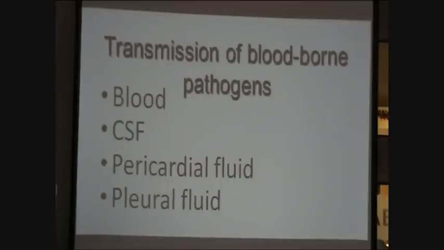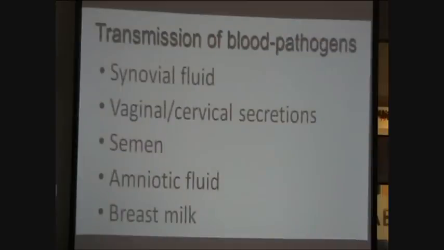In people who have hepatitis B, hepatitis C and HIV, the viruses may be found in their blood, cerebrospinal fluid, pericardial fluid and pleural fluid. The most high-risk body fluid is blood or any other blood-stained body fluid. The viruses can also be found in synovial fluid, amniotic fluid and the vaginal and cervical secretions of those who have the virus. HIV can be passed on through the breast milk of mothers who have the virus.